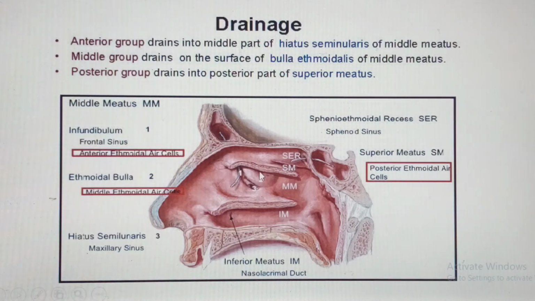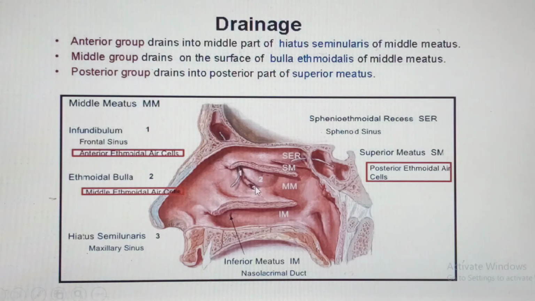But opening directly on the bulla ethmoidalis is the middle ethmoidal sinus. So anterior this way, middle this way, makes sense. Posterior this way. If you can look at what I'm doing, the posterior is very close here, so it's opening directly into the middle nasal meatus. Yes, we are saying that anterior and middle are opening into the middle meatus, but the anterior is opening alongside the maxillary sinus. They are both opening into the infundibular portion. Then the middle one is opening directly onto the bulla ethmoidalis. So that is what we see.